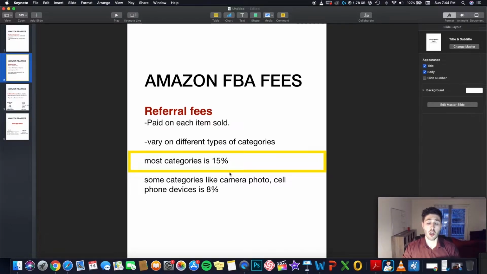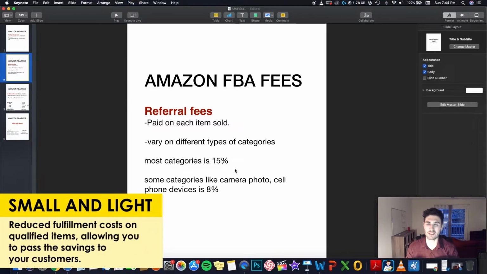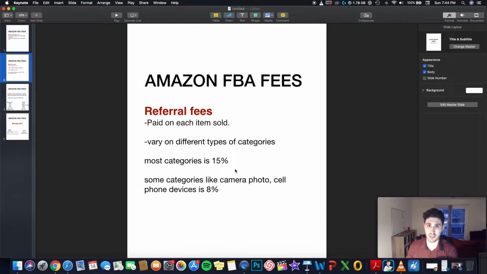Amazon also started a new program called Small and Light. If your product costs less than $10, and it has a certain weight requirement, I think it's less than a pound, something like that, you will be charged much less than the normal referral fees.